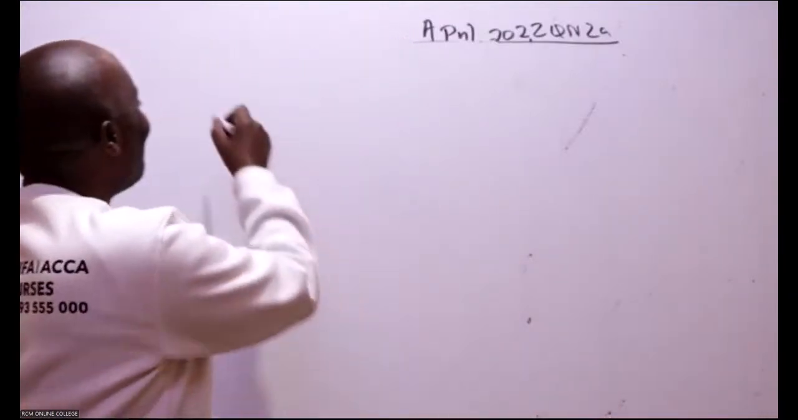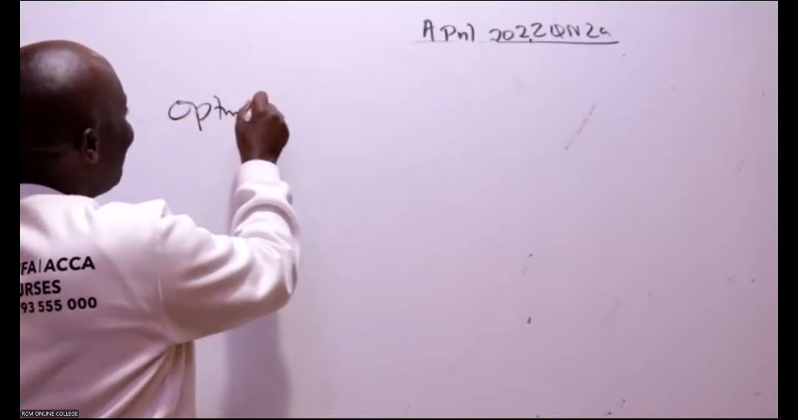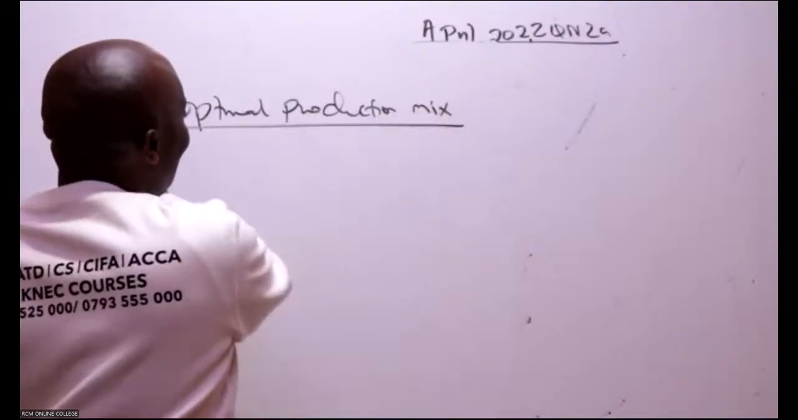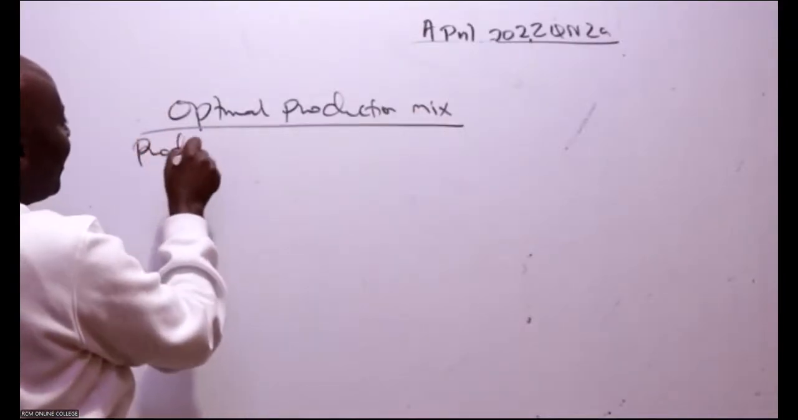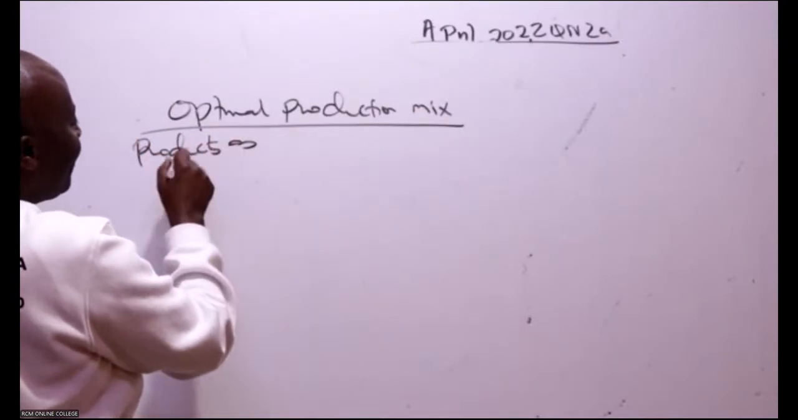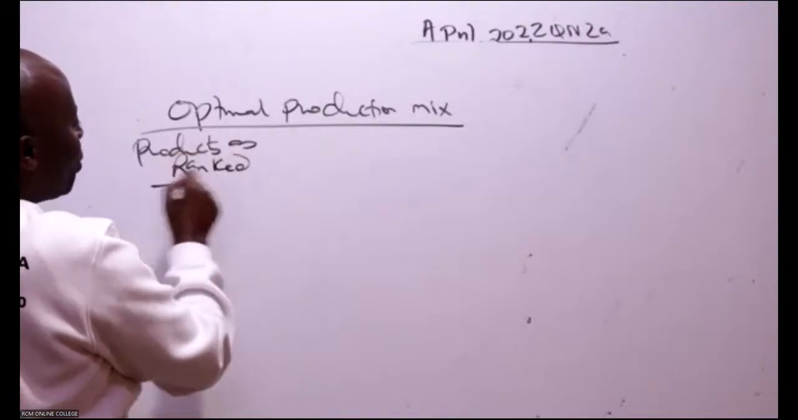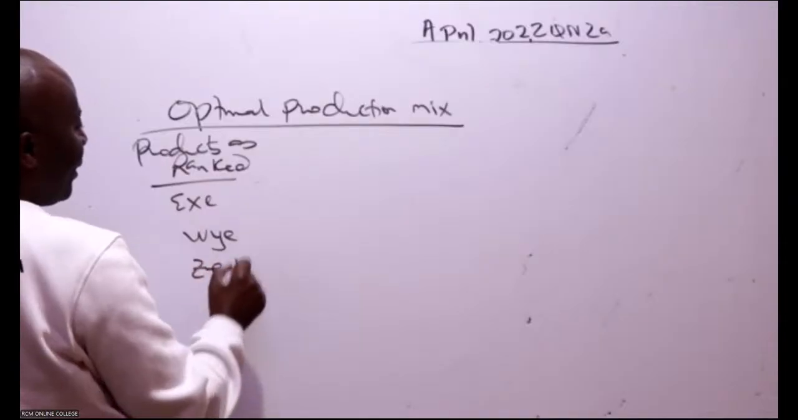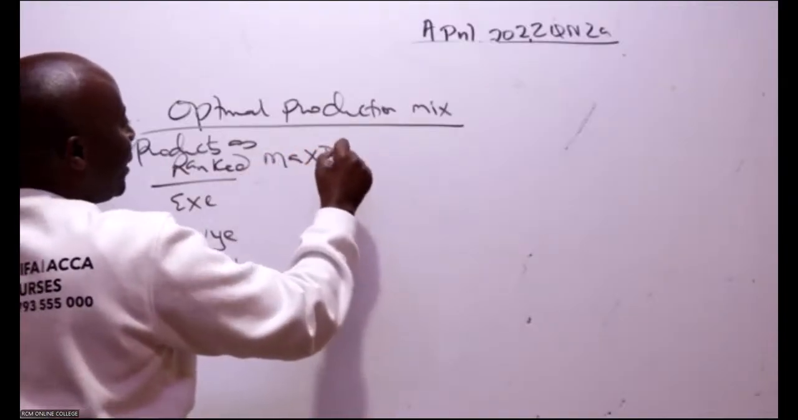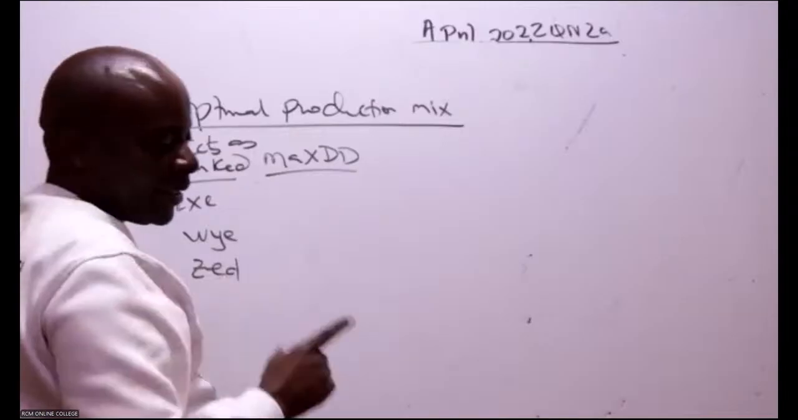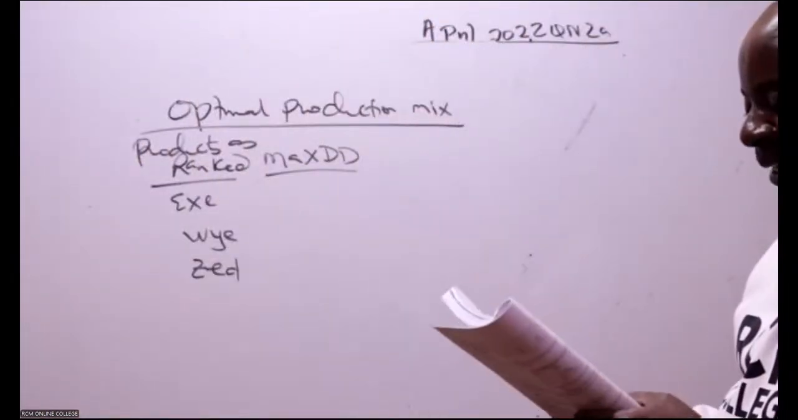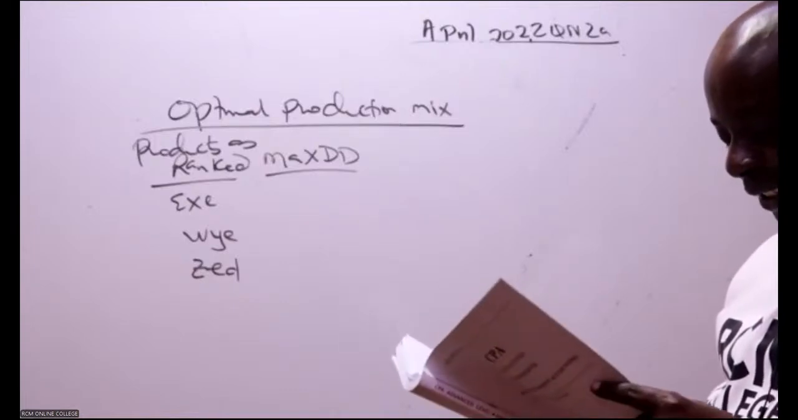So the optimal production mix. So we have in this case here products as ranked. They are ranked very well, X, Y, and Z. Give us maximum demand. Maximum DD, that's demand, isn't it? So the maximum. Are you able to see the maximum demands, you ninjas?